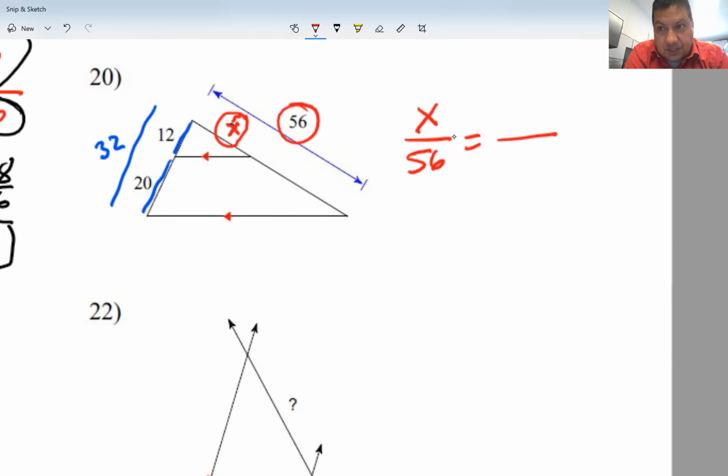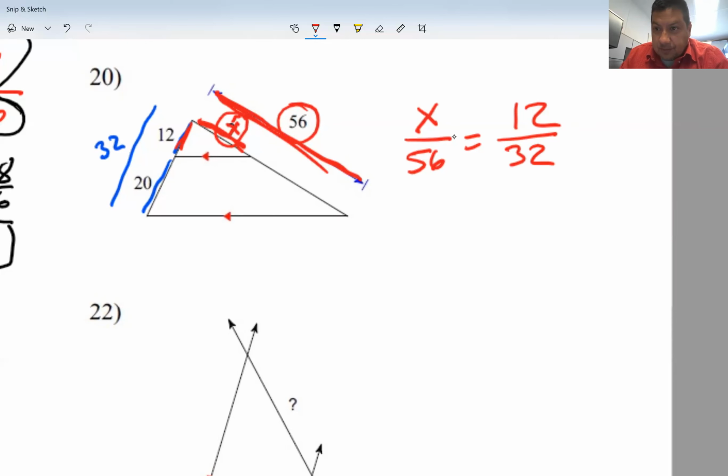The second fraction does matter. Now, X, I can tell this small piece on the very top, X is going to go with 12. So X is corresponding to 12. And 56, I notice 56 is the entire side, the big side. So I look on the other side and I start thinking, does it go with 20? Does it go with 32? Is the big side. So 56 will go with 32.